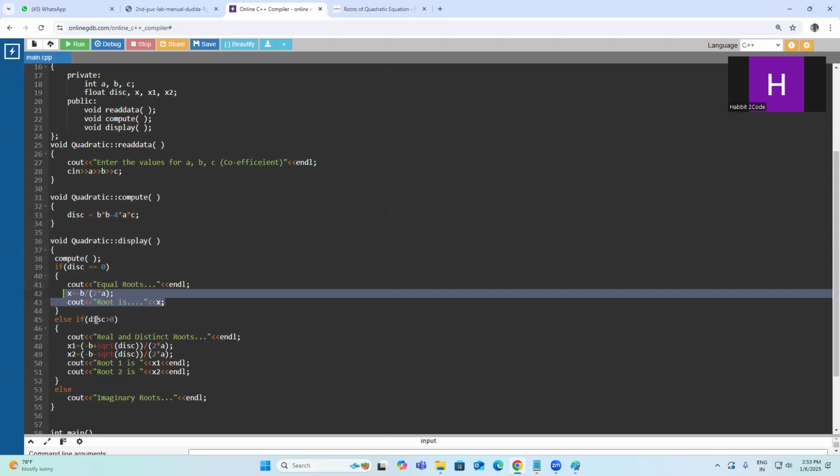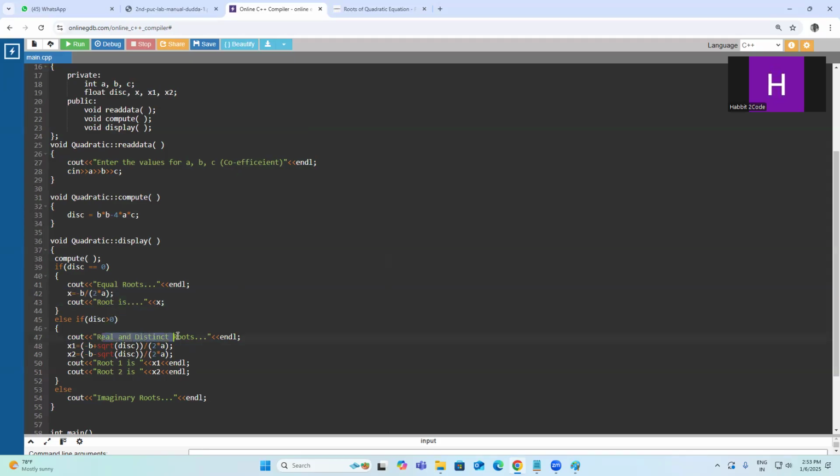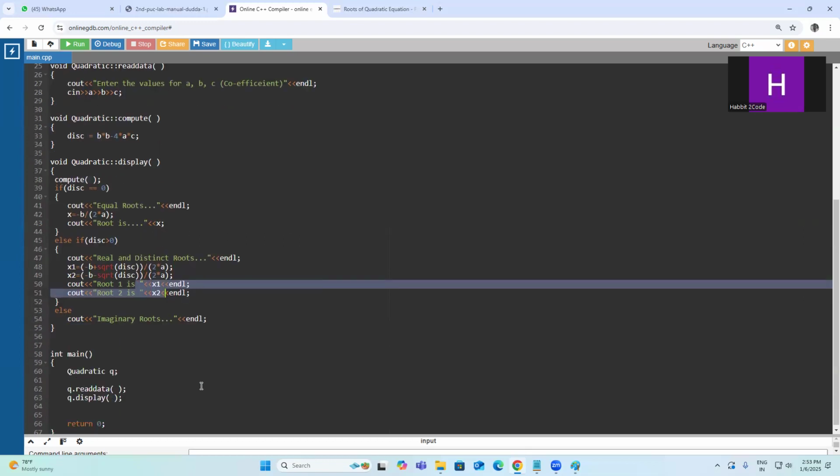Else if the discriminant is greater than 0, print the message real and distinct roots, and you have to calculate the x1 and x2 values. x1 is minus b plus square root of discriminant, whole divided by 2 into a. Similarly, x2 is minus b minus square root of discriminant divided by 2 into a. Here you can see one is plus, another is minus. Both the roots, root 1 and root 2 values, are calculated. Otherwise, the message imaginary roots will be printed and the program will exit.